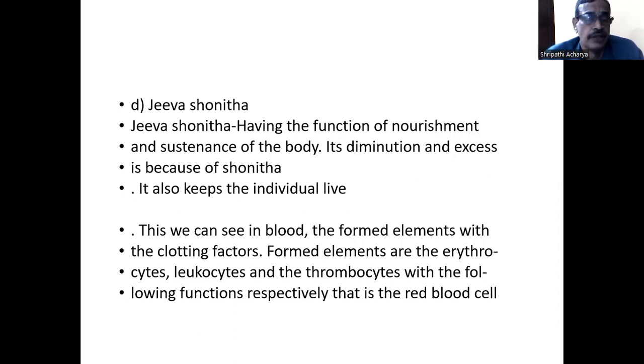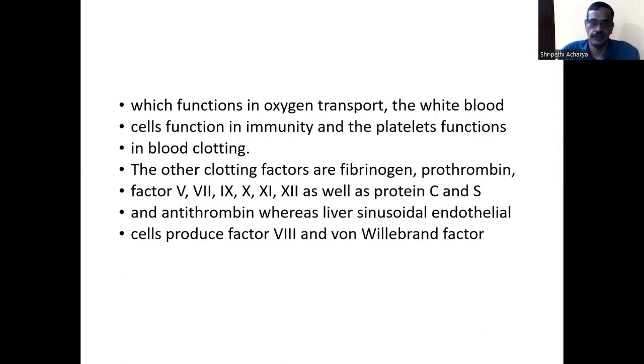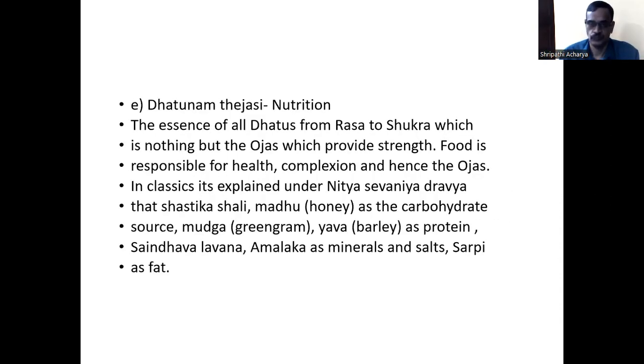Formed elements are erythrocytes, leukocytes, and thrombocytes, with the following functions respectively: red blood cells function in oxygen transport, white blood cells function in immunity, including phagocytosis, and the platelets function in blood clotting. Other clotting factors are fibrinogen, prothrombin, factors 5, 7, 9, 10, 11, and 12, as well as protein C and S, and antithrombin, whereas liver sinusoidal endothelial cells produce factor 8 and von Willebrand factor.